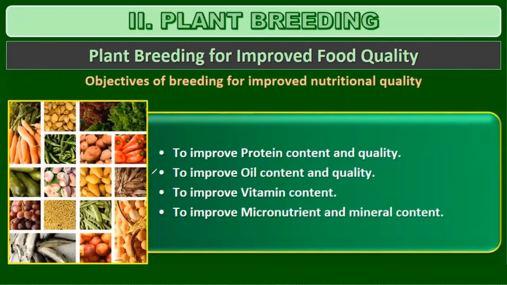The objectives of breeding for improved nutrition values or qualities are to improve the protein content and quality, to improve oil content and quality, to improve vitamin content in the plants, and to improve micronutrients and the mineral content of the plants. So these are the objectives for breeding for improving nutritional quality in the plant.